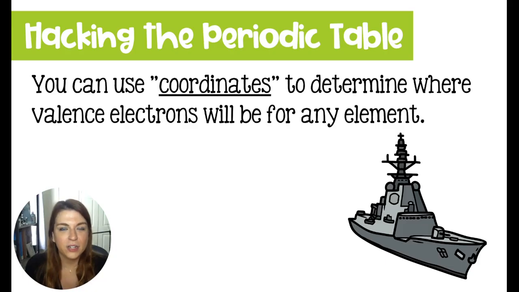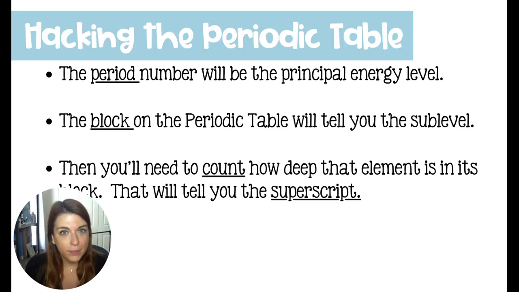The reason I love electron configuration so much is because if you really know how to read the periodic table, you can kind of hack it by using an element's coordinates on the periodic table. The large number represents the period on the periodic table, which is the principal energy level. There's kind of an exception to that. It's that D and F shift, but for the S and P elements, it's very straightforward.